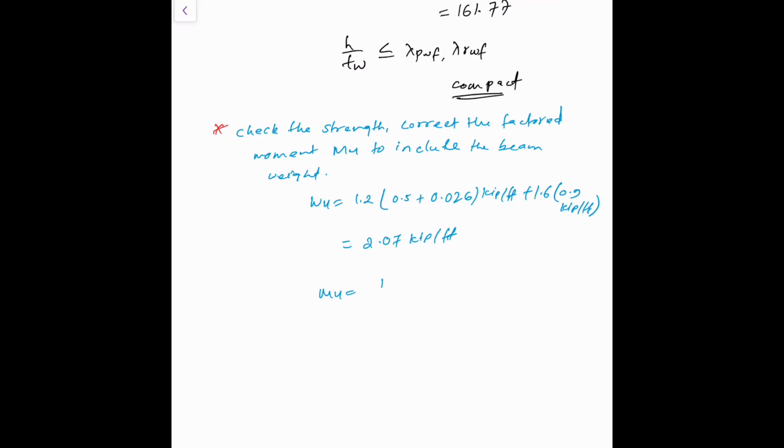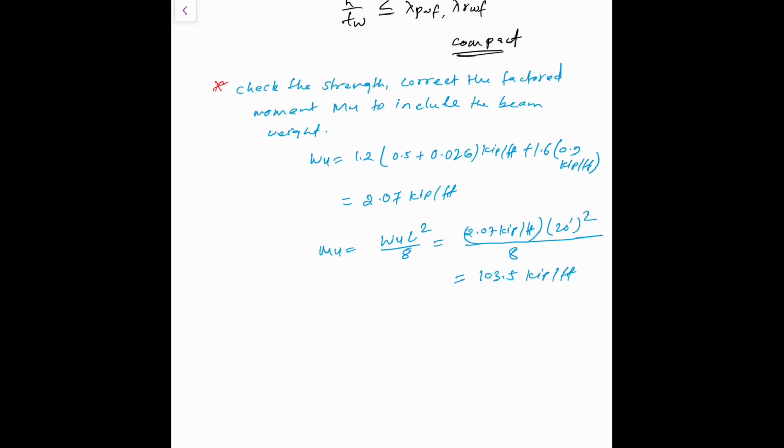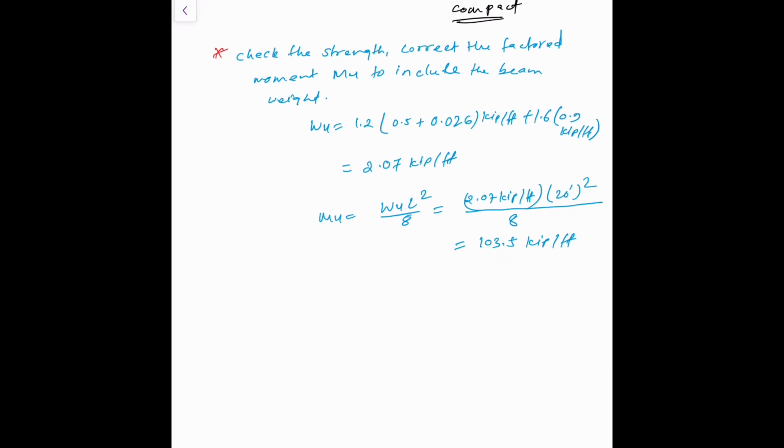And now our ultimate moment, Mu, equals wL squared by 8, which is 2.07 kip per feet times 20 feet squared divided by 8, which gives us 103.5 kip-feet. So this is okay.